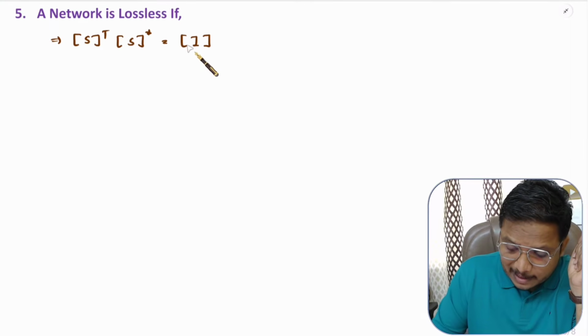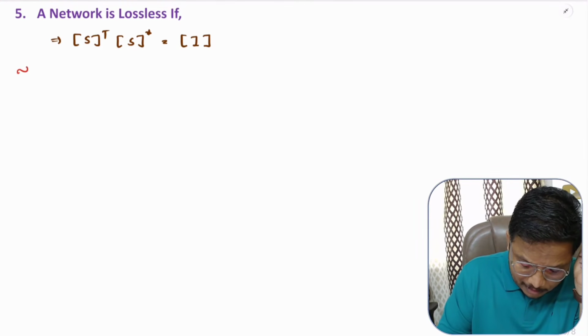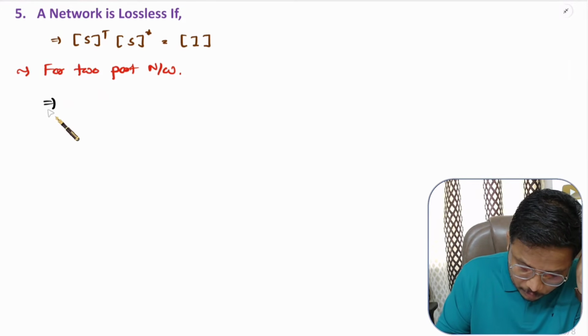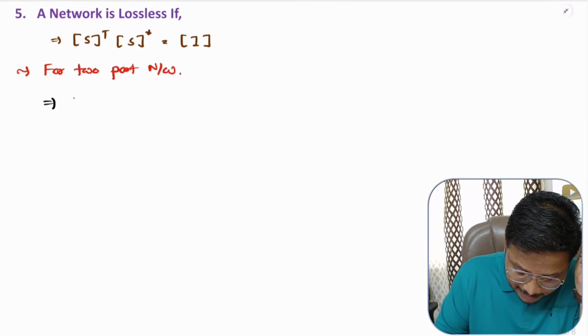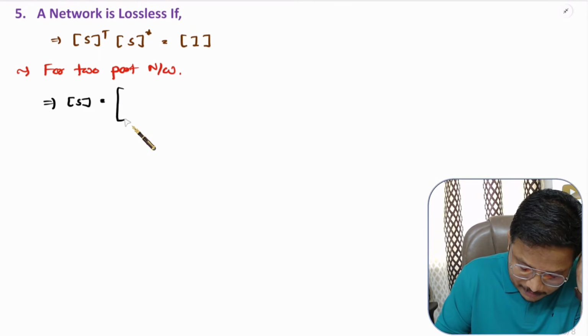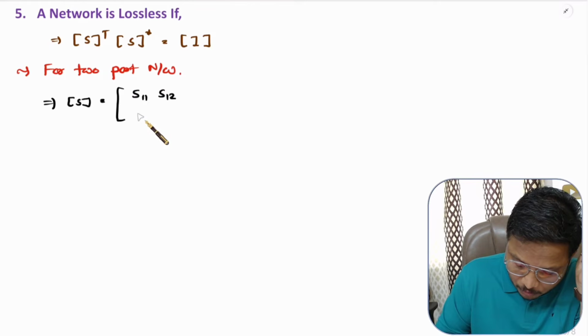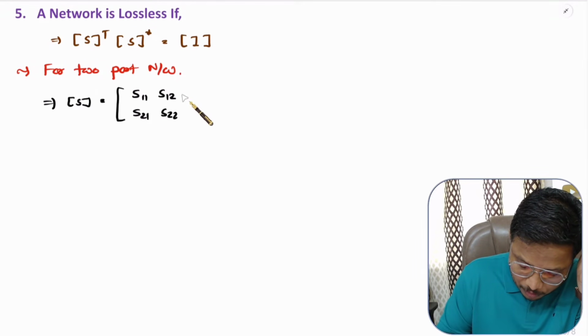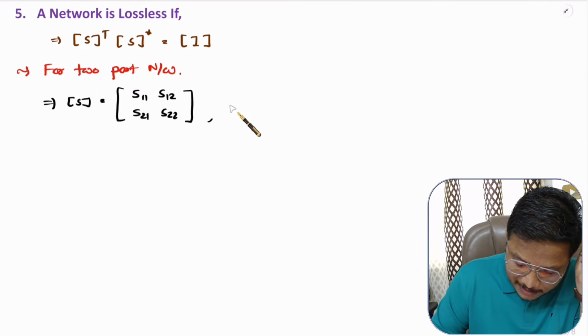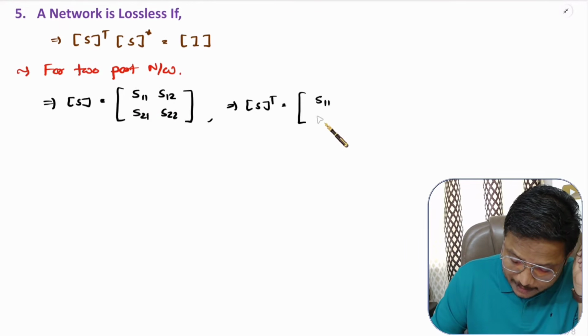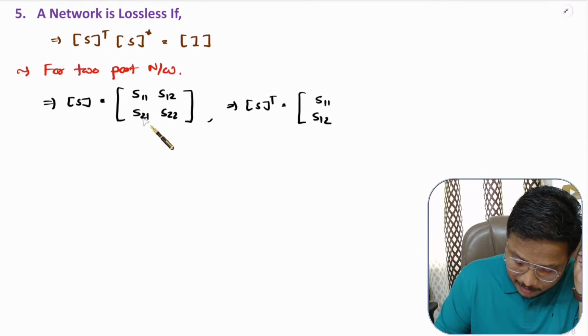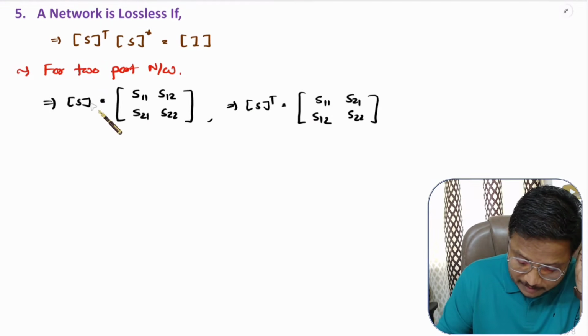To simplify this, let me take one example. Let me consider a two-port network. For a two-port network, what will the S matrix be? The S matrix will be S11, S12, S21, S22. Here we need the transpose of the matrix. So what will be the transpose of this matrix? Here we need to convert rows into columns. So S11, S12 is now a column over here. The second row is S21, S22, right? So this is the transpose of this matrix.